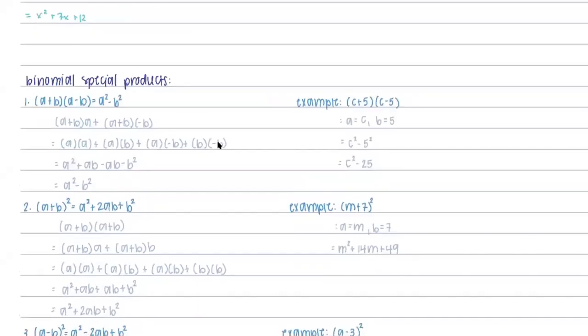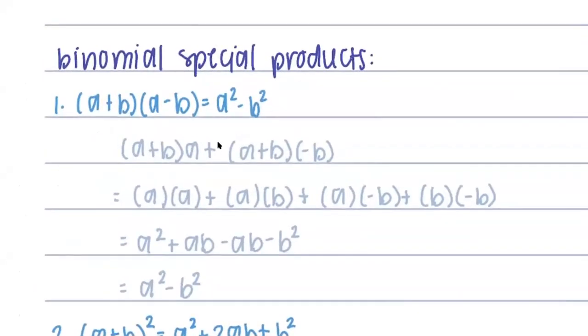Okay, awesome. So now we're going to be talking about binomial special products. There are 3 main special products when you are learning about multiplying binomials, and basically special products just means shortcuts. So you don't have to use the distributive property.